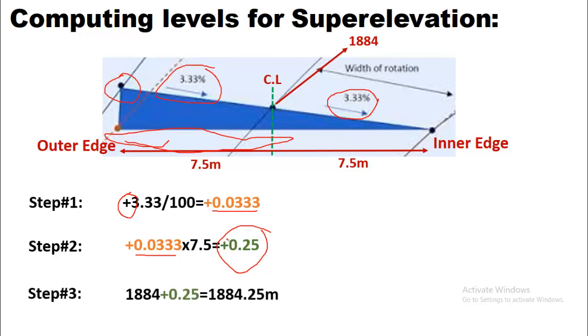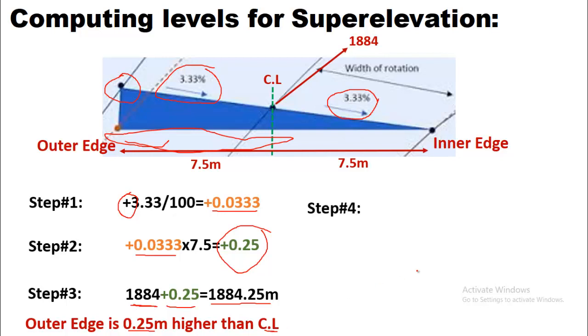In step 3, the center line level is already known, and this fraction will be added to get the level on the outer edge. So 1884.25. So the outer edge is 0.25 meter higher than the center line. I hope you are getting my point.